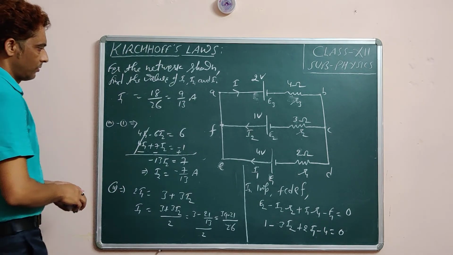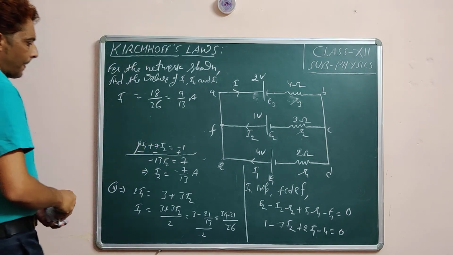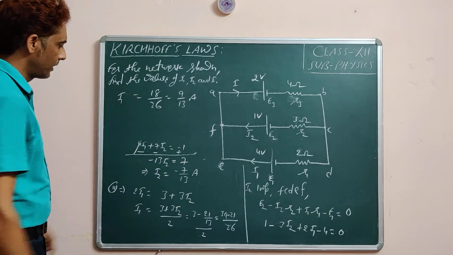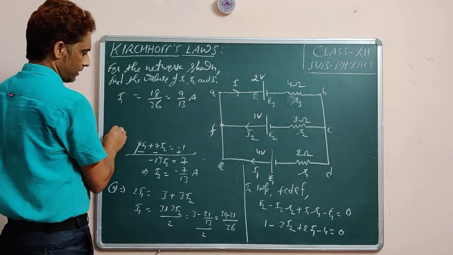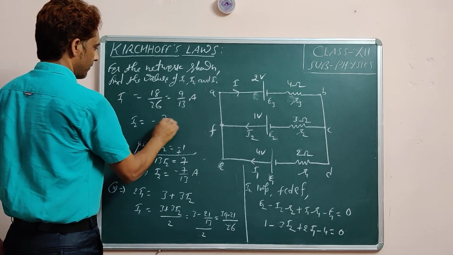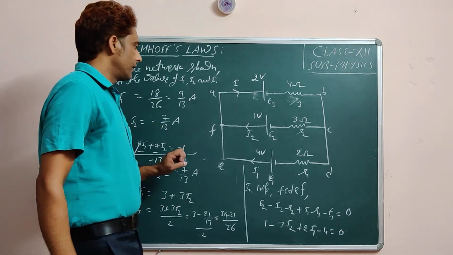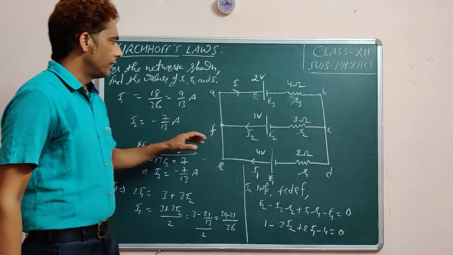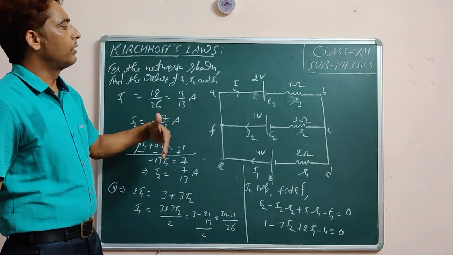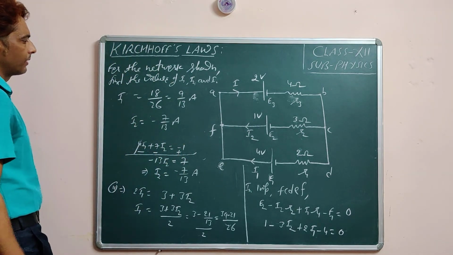So I1 is equal to 9 by 13 ampere and I2 is equal to minus 7 by 13 ampere. Now what does this negative sign indicate? This negative sign indicates that the direction which you have assumed for the flow of current should be opposite to that. So here I2 should be equal to 7 by 13.